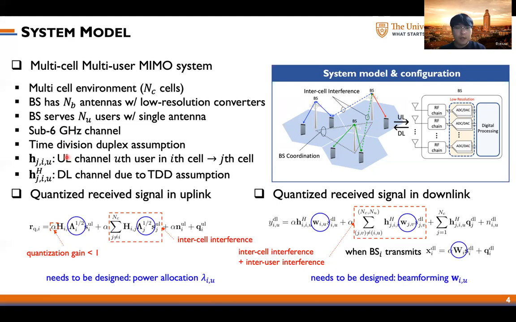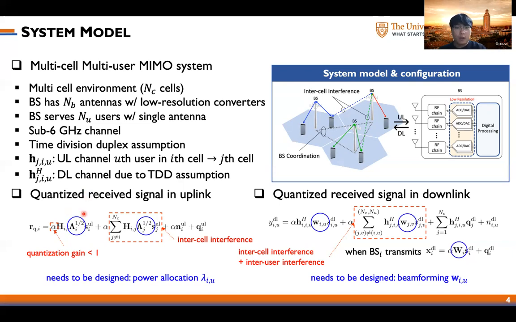Here, H_jiu means the uplink transmission path from user u in cell i to cell j. Also, H Hermitian is the downlink transmission path because of the TDD assumption. For analytic tractability, we utilize additive quantization noise model, AQNM, based on previous researches. We can linearize the nonlinear behavior of coarse quantizer using quantization gain alpha and uncorrelated quantization noise.